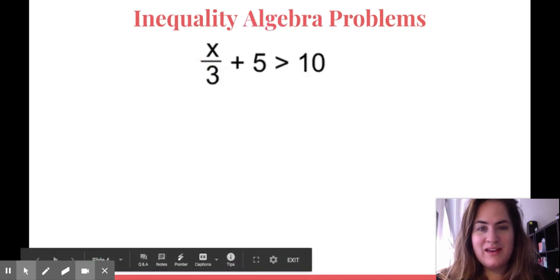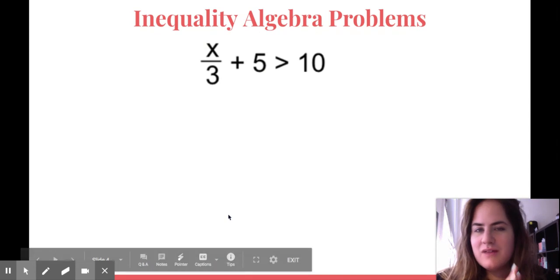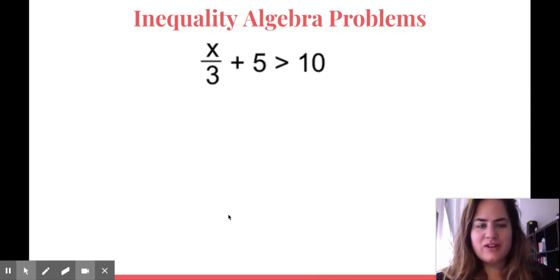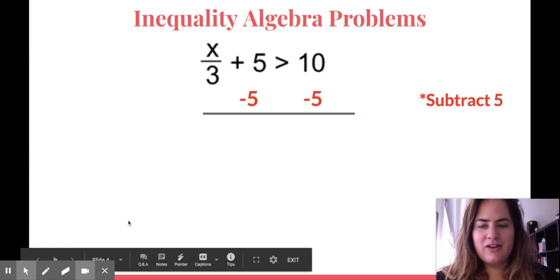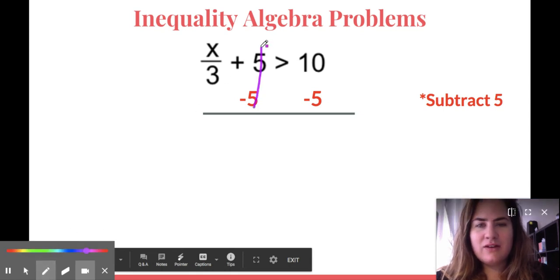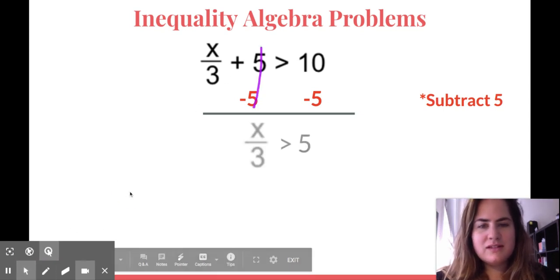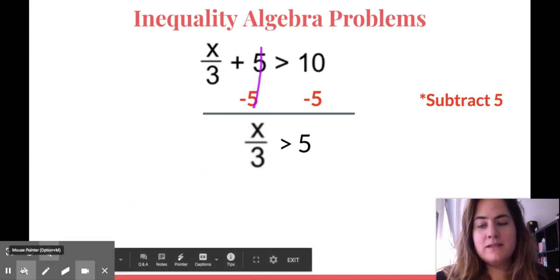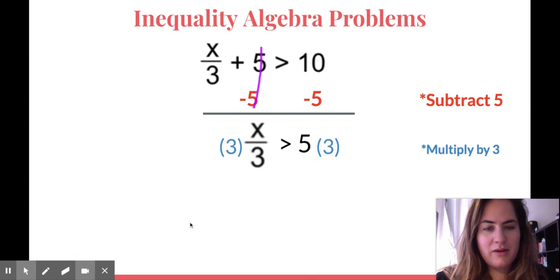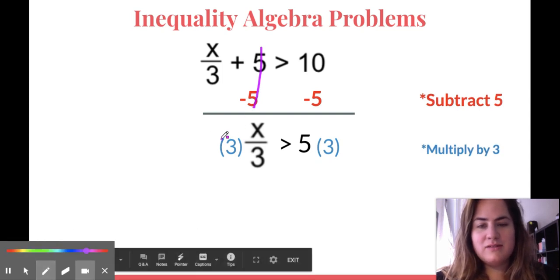Okay. If you're given an algebra problem with an inequality symbol, you solve it just like any equation, trying to get x by itself. So I want to get rid of that plus 5. The opposite of plus 5 is minus 5, both sides. Cancel out your opposites, and you're going to bring down anything you didn't cancel. I see I have x divided by 3. The opposite of dividing by 3 is multiplying by 3 on both sides. So my 3's cancel.